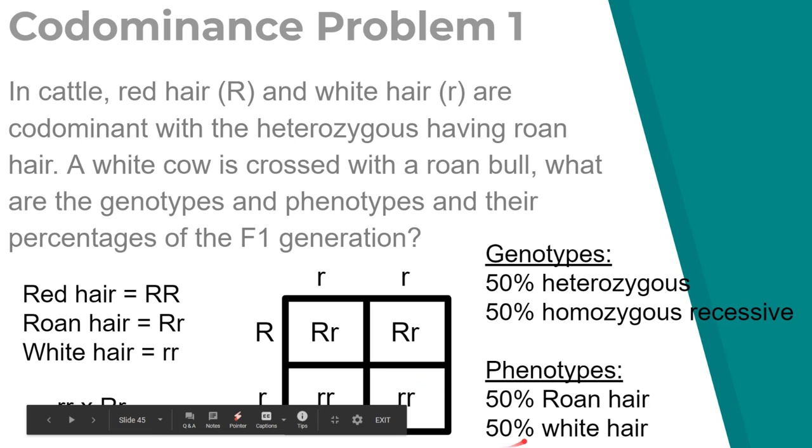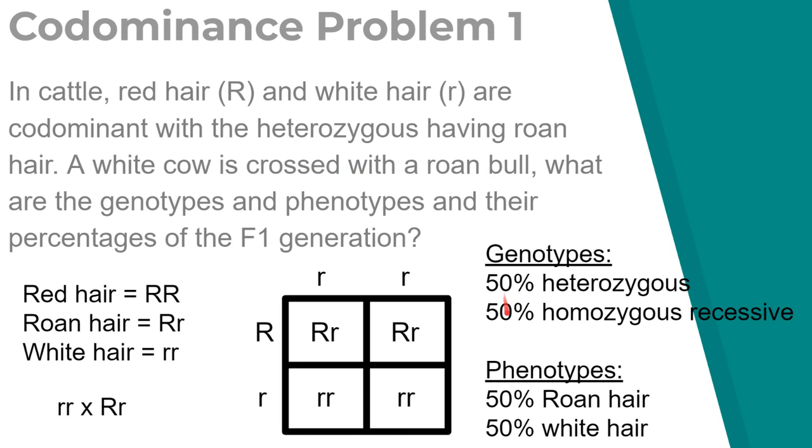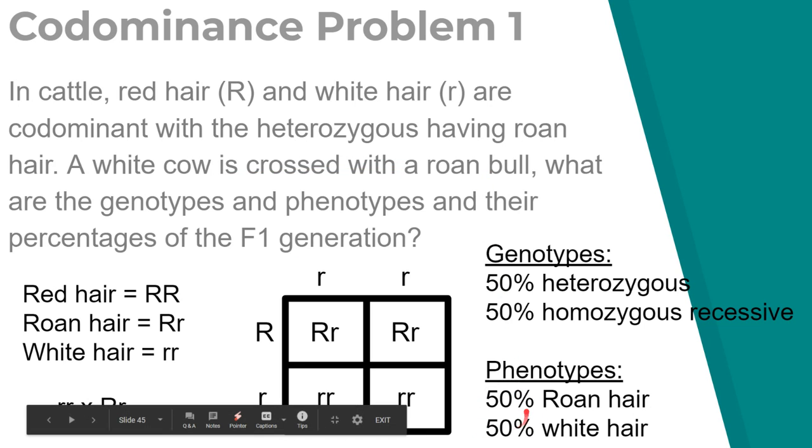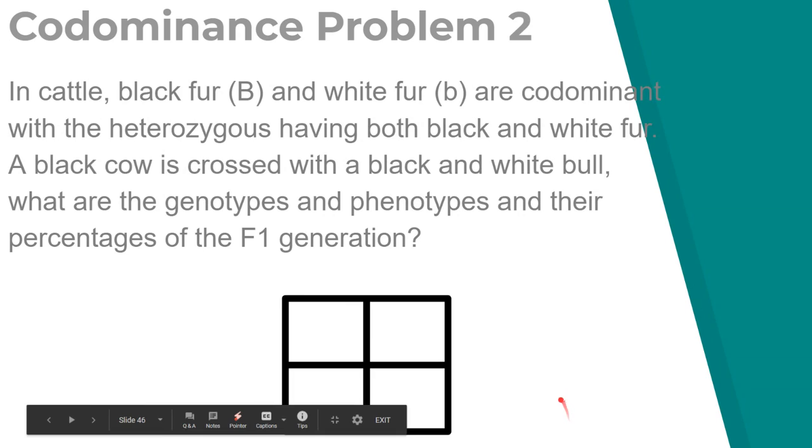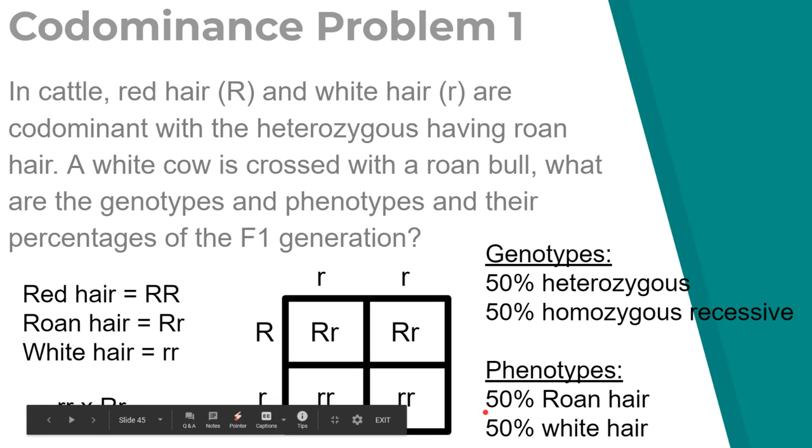And again, this is not cut in stone. The babies, let's say that a white cow and the roan bull have 1 baby, there's a 50-50 chance that they'll either be roan or white. Doesn't mean that every other baby is going to be roan, every other baby is going to be white. It's just a 50-50 chance every single time.